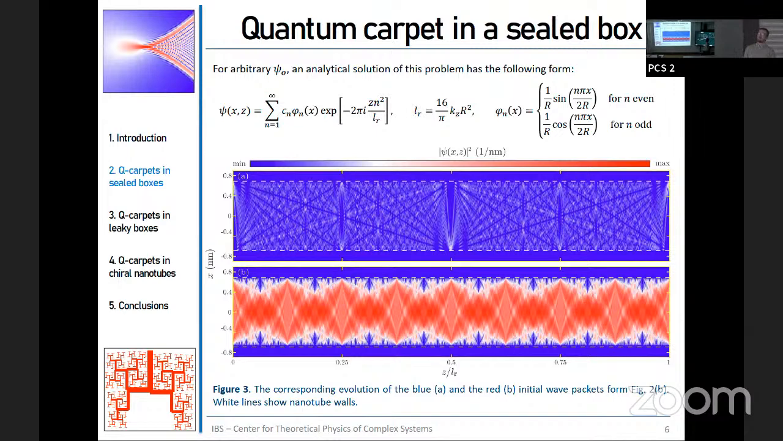So how do quantum carpets look like in the closed box and what are they? Well, actually, you just take an infinite box, closed box, and in this case, you know how the eigenvalues look like. So you do a standard thing in quantum mechanics. You expand an arbitrary state into this basis. You get some expansion coefficients. Then you plug in the energies. Well, they are just rescaled. In case of channeling, it is more convenient to parameterize this with the length instead of time. But think of Z as equivalent to time.